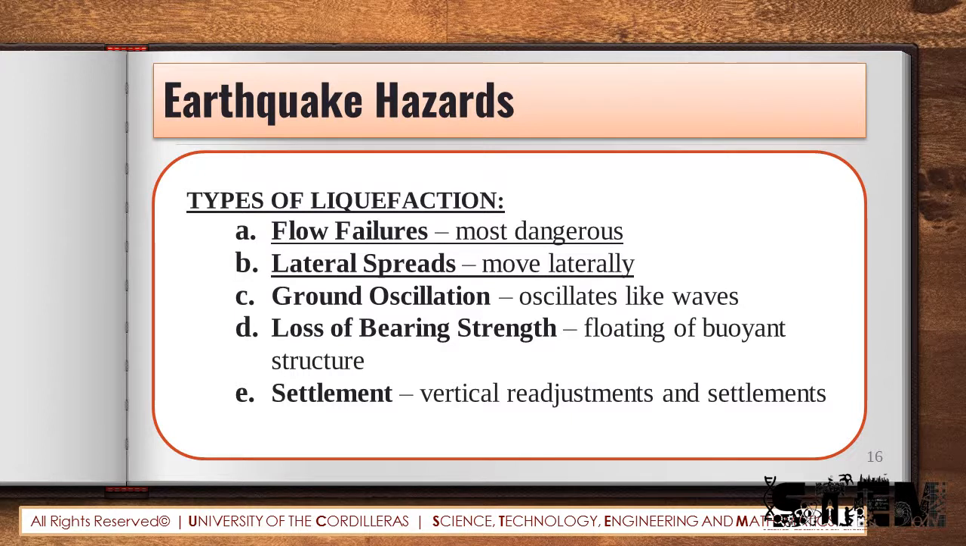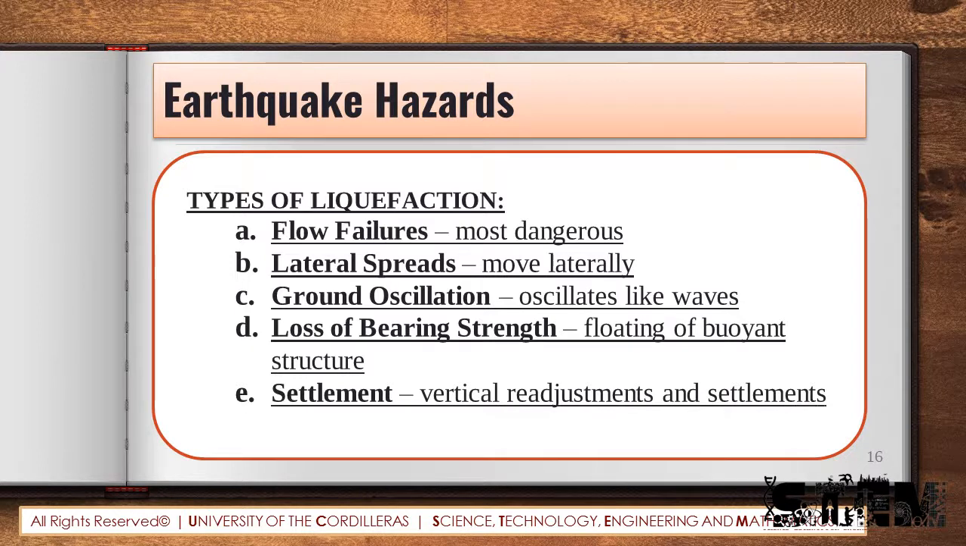Here, the blocks or the broken pieces of the flat or very gentle ground above a liquefied zone move laterally. And for letter C, ground oscillation, these are located on flat or nearly flat slopes, and the ground is unable to spread. Instead, it will oscillate like a wave. For letter D, the loss of bearing strength. This one results in tilting of houses and floating of buoyant structures that are anchored on the liquefied zone.